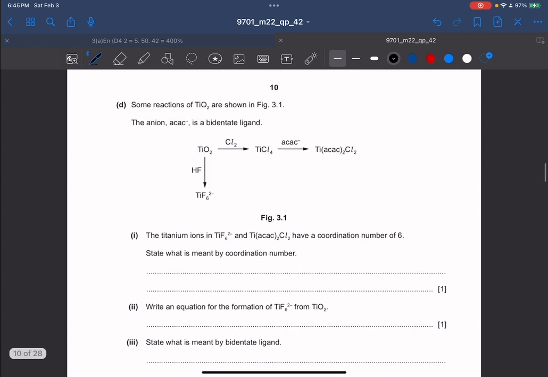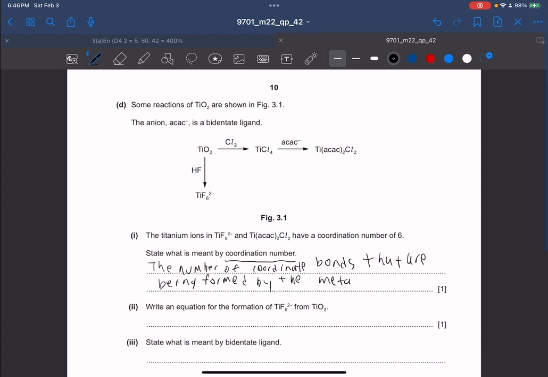Okay, so next question. This is about transition metals. This should be a free mark. I highly advise you memorize the definitions because really they are free marks. Basically, coordination number is just the number of coordinate bonds that are being formed by the metal.